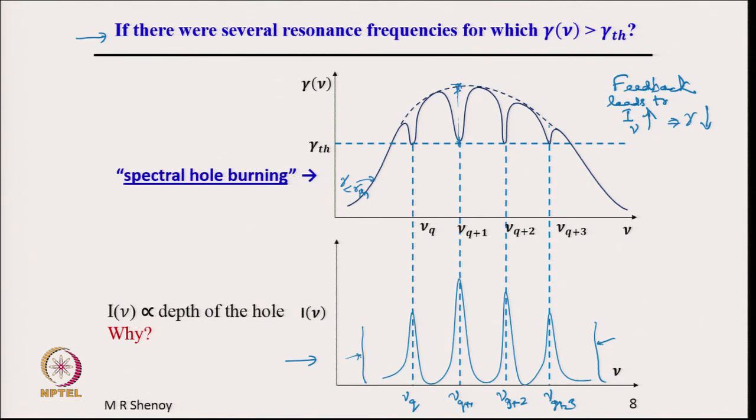In this case, for example, the gain has to be pulled down all the way from here up to the threshold line. That means the intensity should be sufficiently high to get it clamped at the threshold value. So, I will show a typical spectrum later in the course. So, I nu is proportional to, this may not be directly proportional, but it depends on the depth of the hole, as discussed.